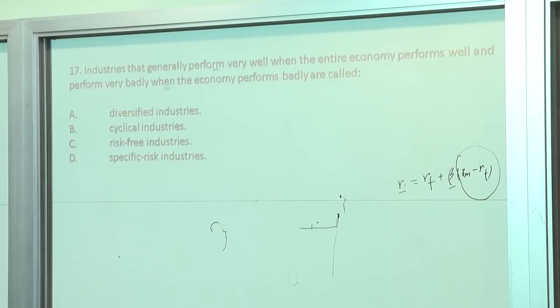Industries that generally perform very well when the entire economy performs well, and perform very badly when the economy performs badly, are called cyclical, right? It moves together with the economy. And the reverse is called counter-cyclical, right? Cyclical industries.